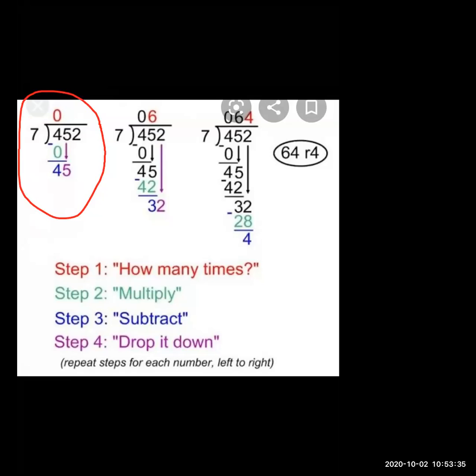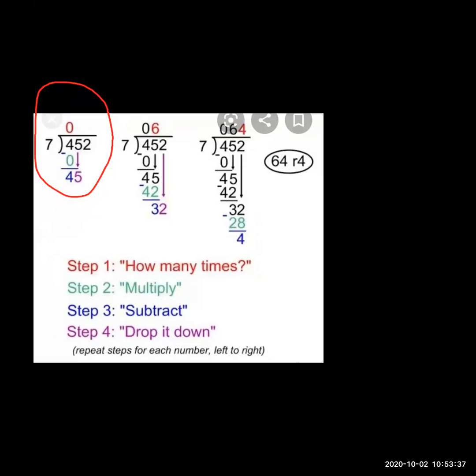Okay. Now look at here. 452 divided by 7. 452 divided by 7 means the first number is which? 4. That is a very small number as compared to 7. Yes, students, tell me, give me the answer in the chat box. In the table of 7, is 4 there?